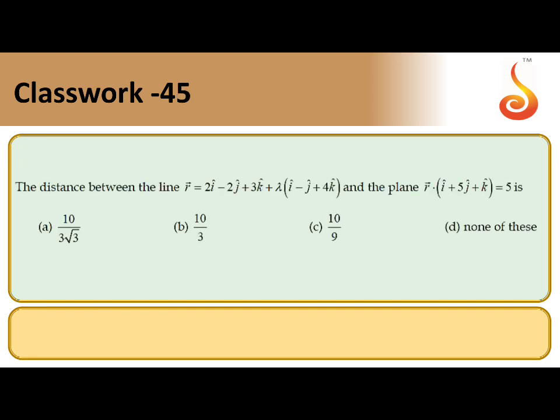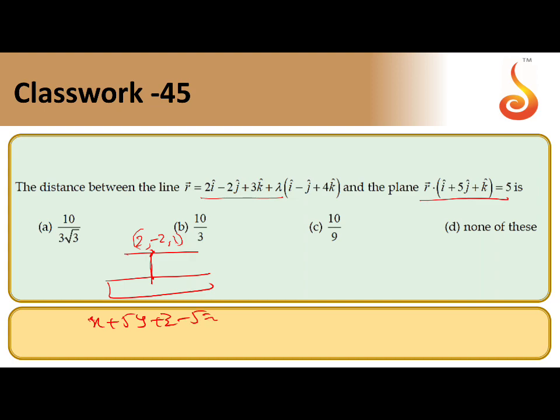Next, the distance between the line and the plane. This is a line passing through the point 2, minus 1, 1, and the plane is this one. You want to find this perpendicular distance. The plane equation in Cartesian form is x plus 5y plus z minus 5 equal to 0. This is the Cartesian form of the plane equation.